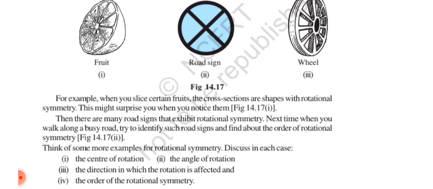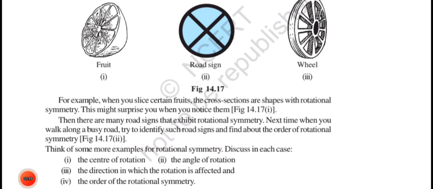Think of some good examples of rotational symmetry and discuss in each case: 1. The center of rotation. 2. The angle of rotation. 3. The direction in which the rotation is effected. And 4. The order of the rotational symmetry.